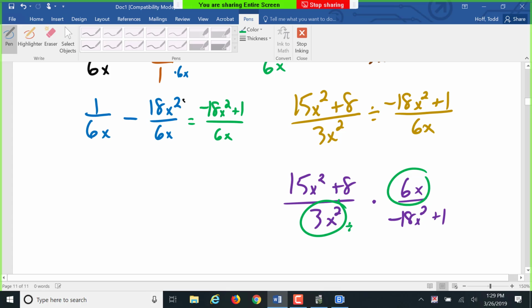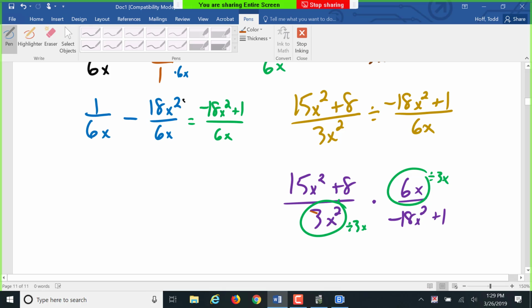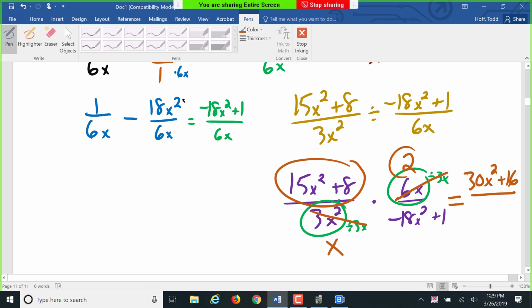Cross-canceling, both of these can be divided by 3x. So 3x squared divided by 3x is just x. 6x divided by 3x is just 2. 15x squared plus 8 times 2 is 30x squared plus 16. And then, of course, that's over x times negative 18x squared plus 1.